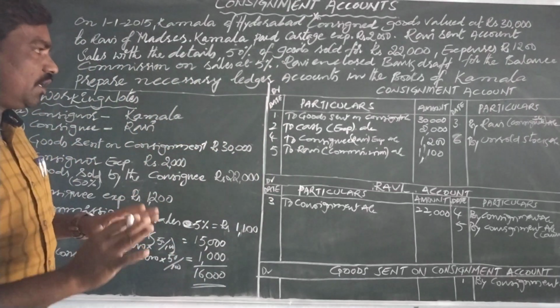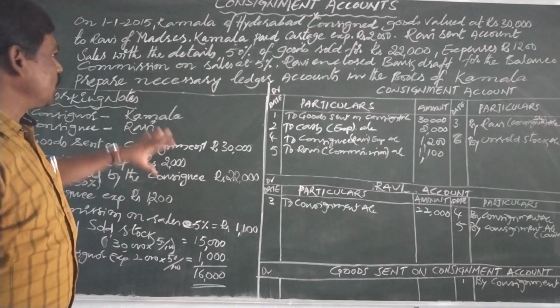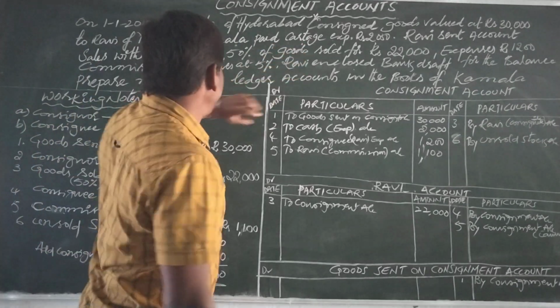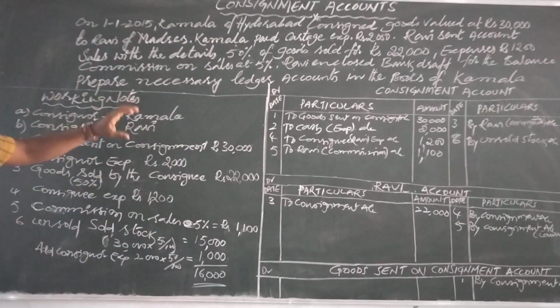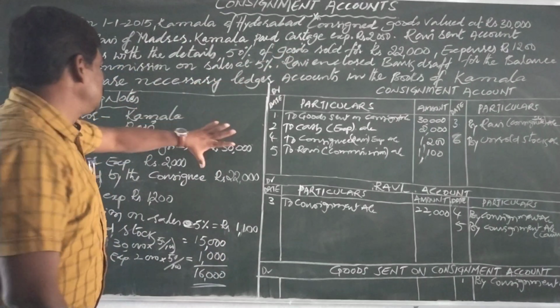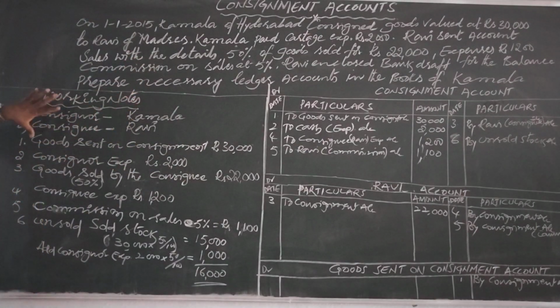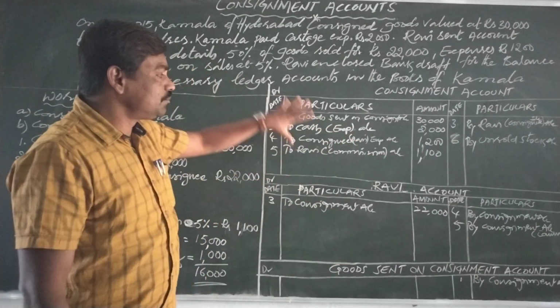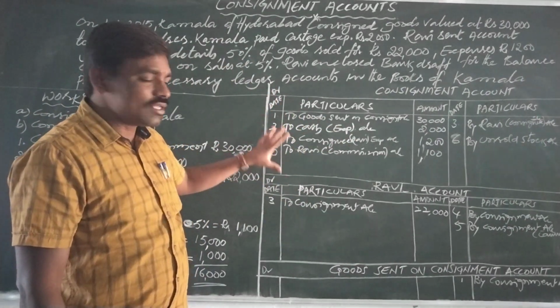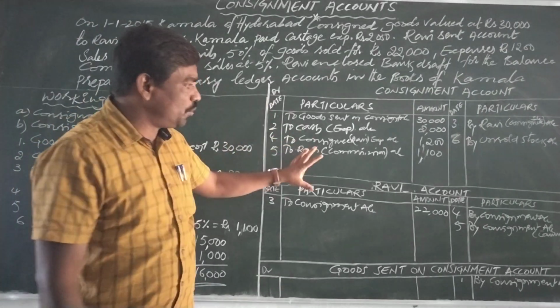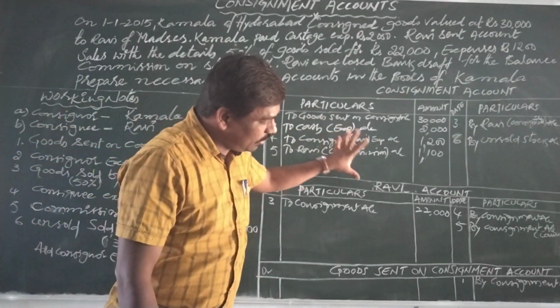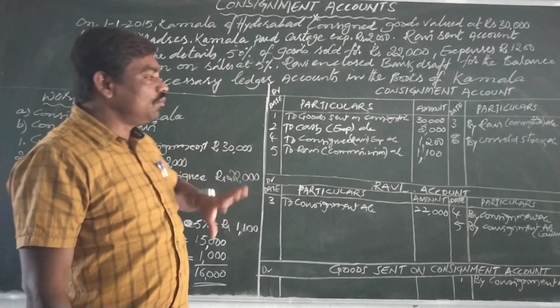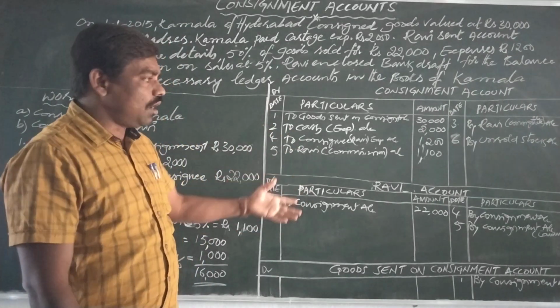See here, for the given problem, three steps we keep in our mind. Step 1, first read the entire problem and understand what we are actually asked to do in that problem. After that, make working notes. After making the working notes, prepare necessary ledger accounts. Then you think the entries in the mind. Then you post that information in the ledger accounts. After that, it is time to close the accounts.